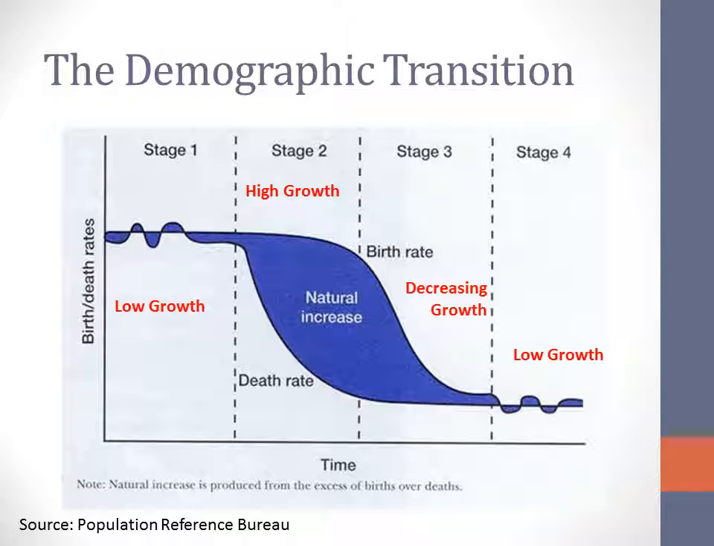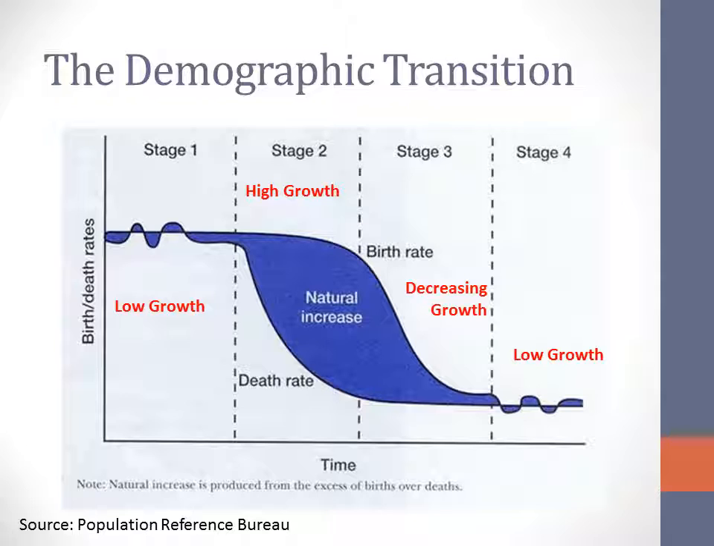The more developed countries entered stage 2 during the Industrial Revolution. So during the Industrial Revolution, in developed countries like in Western Europe, in the United States, the death rates declined due to various measures. Many less developed countries entered stage 2 much later as a result of the diffusion of medical technologies and public health interventions introduced and shared by the more developed countries.